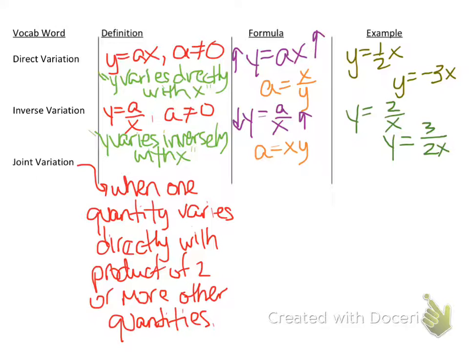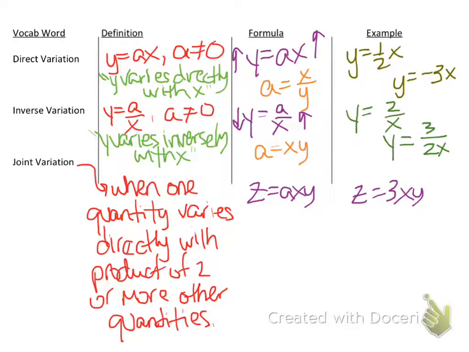And the third kind of variation is joint variation, and that's when one quantity varies directly with the product of two or more quantities. So again, it's a kind of direct variation, but in this case we have a variable z, and that varies in relationship to x and y.